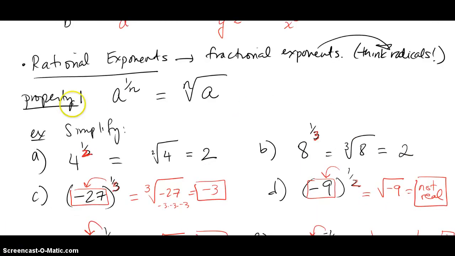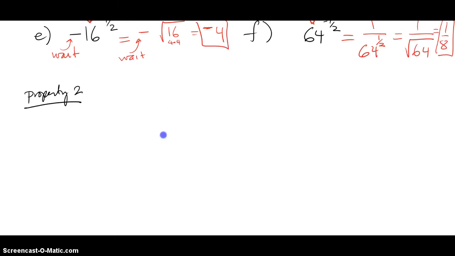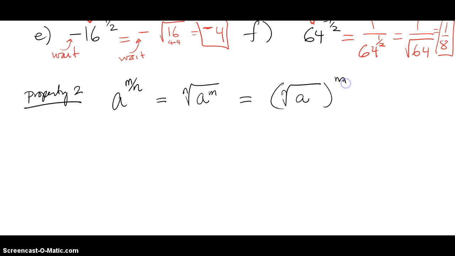So earlier we looked at property 1, which had a to the 1 over n, and the easy thing was that the numerator was always 1 and the denominator was the nth root. Property 2 says a to the m over n, so the numerator is no longer a 1. And when we do this, it's equivalent to the nth root of a to the m, which is equivalent to the nth root of a, then the m outside.